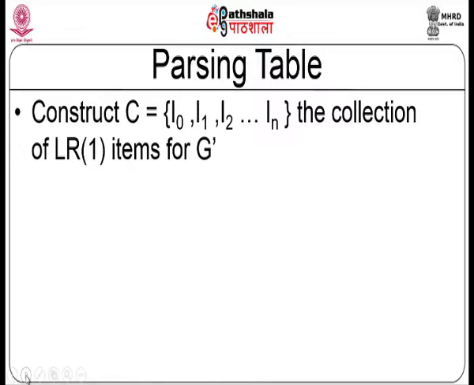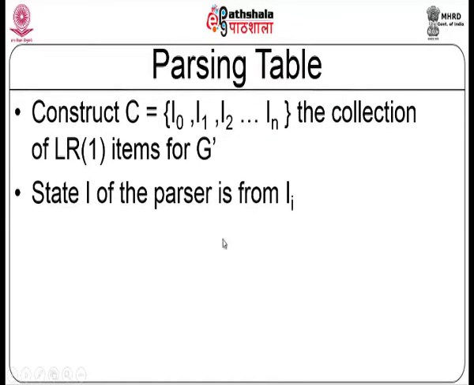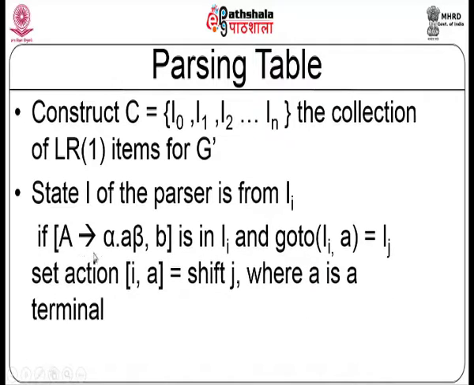The parsing table will again be similar to the SLR parsing table, where the rows correspond to the item numbers and the columns correspond to the terminals and the non-terminals, where I group the terminals as action and the non-terminals as goto. So I construct the item set LR(1) items I0 to In, and state i of the parser is from Ii. If A produces alpha dot a beta comma b is in Ii and goto of Ii comma a is equal to Ij, then you have the action i comma a is equal to shift j. That is, you have a dot in the middle.